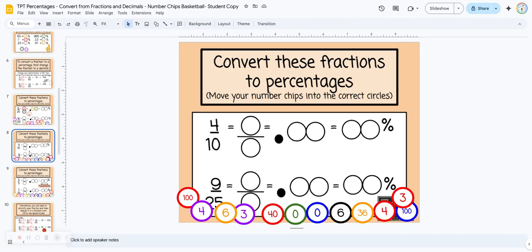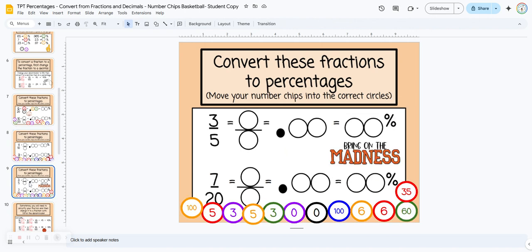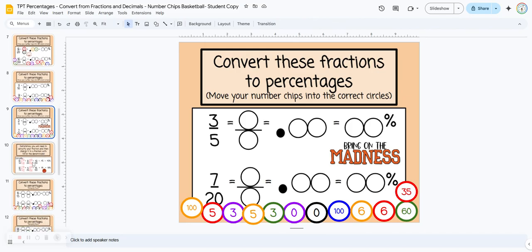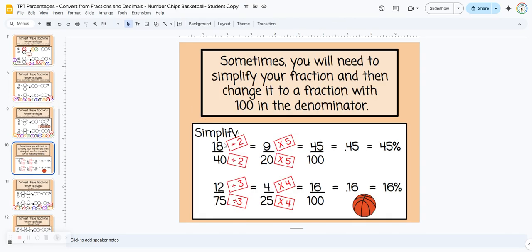They're going to do the same thing on the next 2 slides, just converting it to an equivalent fraction with 100 in the denominator. Now they're going to have some fractions that they can't directly convert to an equivalent fraction with 100 in the denominator. They may need to simplify first. So here we have 18/40ths. If we divide the numerator and denominator by 2, we get 9/20ths. Now we have a fraction that we can convert to 100 by multiplying the numerator and denominator by 5, and then go ahead and convert it to a percentage.